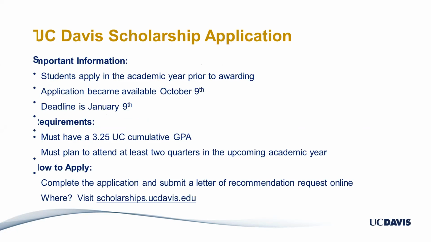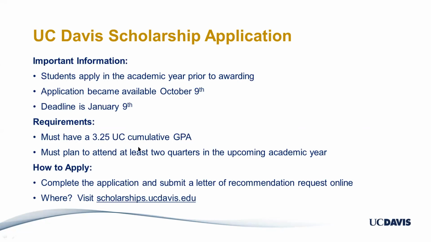So a little bit about our selection, how to apply. You're applying, like I mentioned before, the academic year prior to when we actually are awarding. So you're applying right now in hopes that you get a scholarship in the 18-19 academic year. The application's already available right now on our website, and it's going to close January 9th, so you have a little less than 3 months to fill it out.